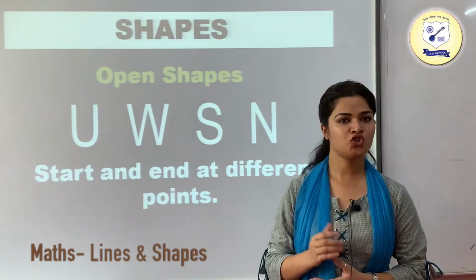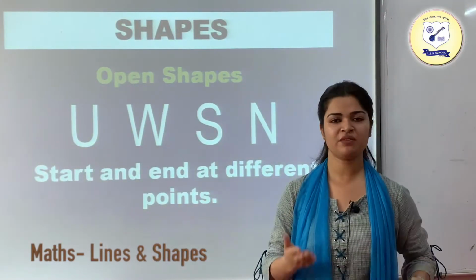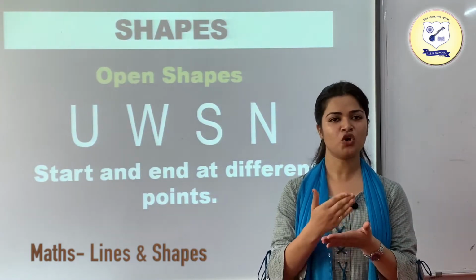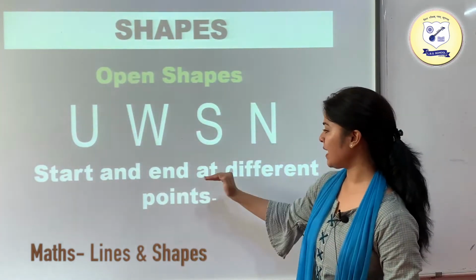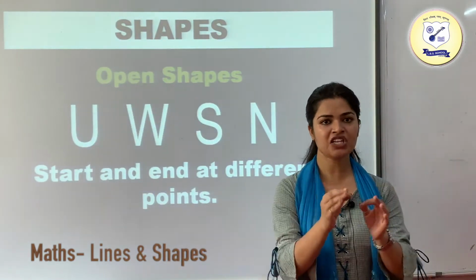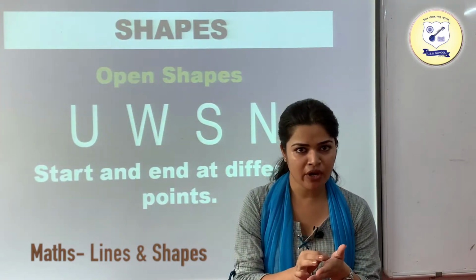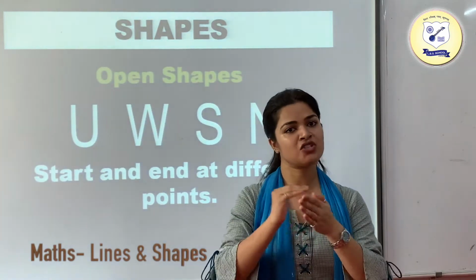Now we have a few shapes in front of you. There are two types of shapes: first, the open shape, and second, the closed shape. An open shape is one whose starting and end points are different. Any shape in which the starting point and the end point are different is an open shape.